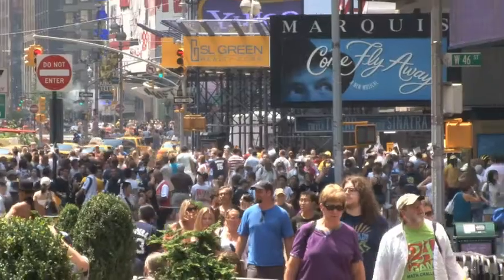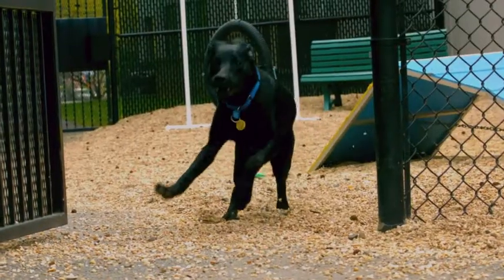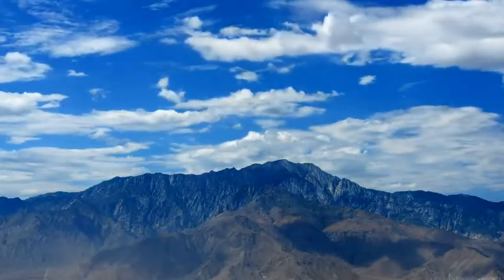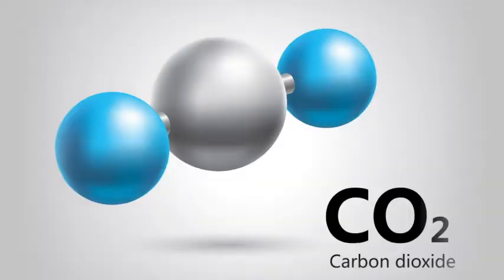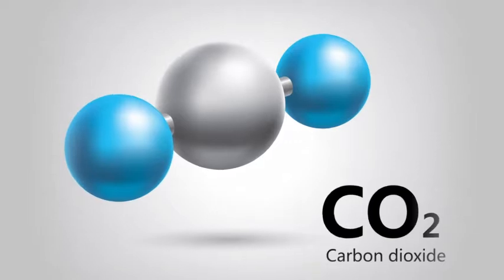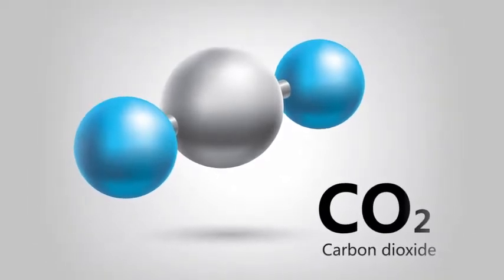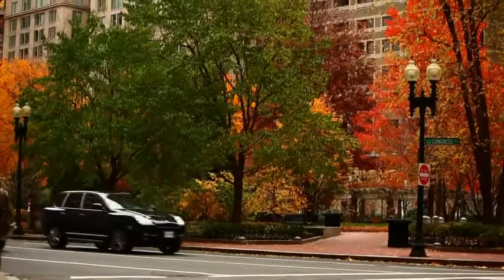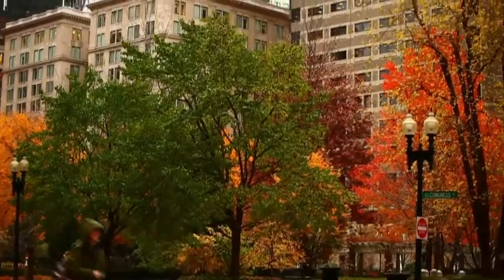Once you and all the other humans and animals on the planet breathe out, carbon dioxide is released into our air. Carbon dioxide, or CO2, is a gas. But how exactly do plants use carbon dioxide to make food?